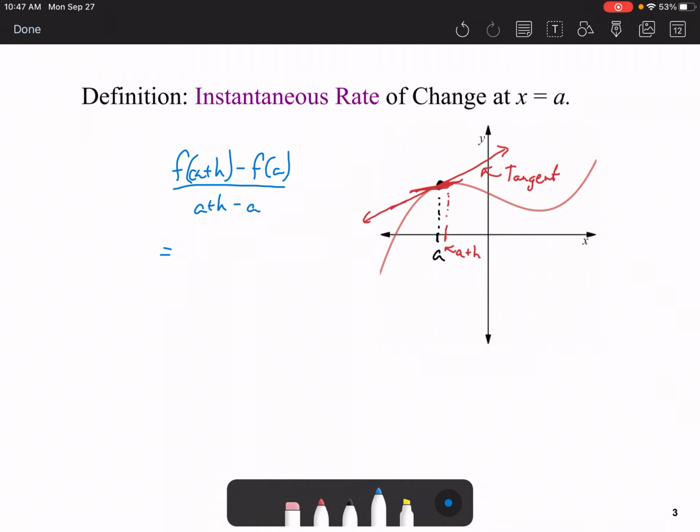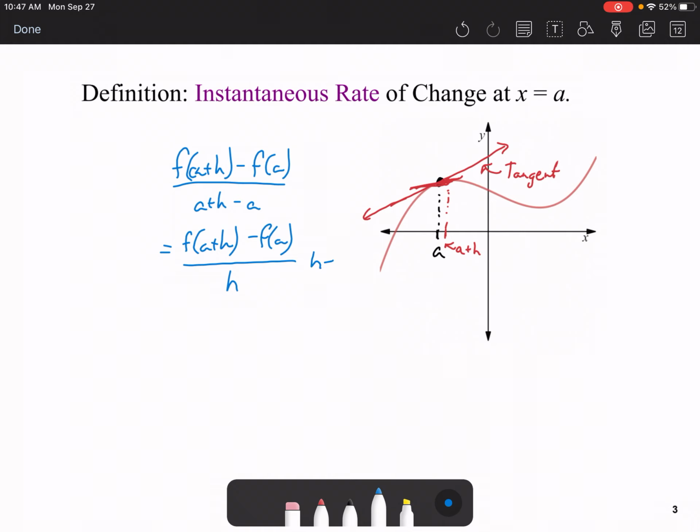Or if you wish, f at a plus h minus f at a all over h, where this value of h cannot equal 0. If h did equal 0, you'd get something that doesn't work out. And again, this is only an approximation. So this turns out to be an estimate.